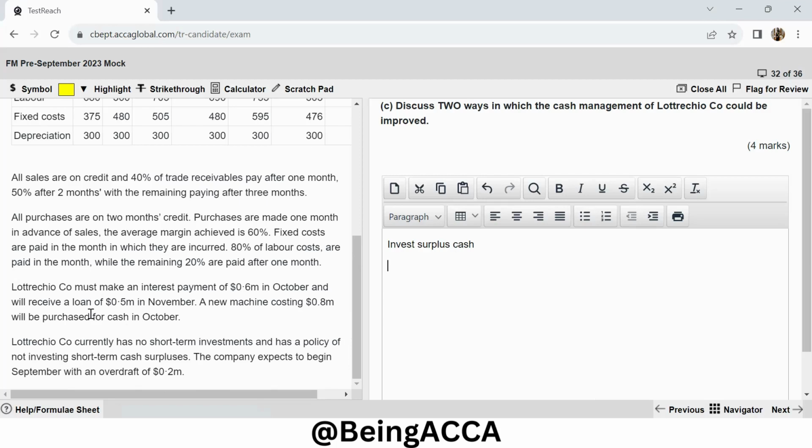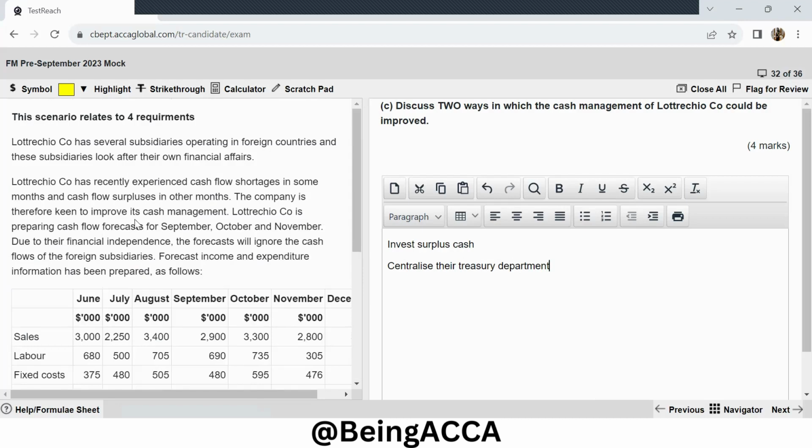Another thing which can specifically be used in this scenario is that they can centralize their Treasury Department. How can this be linked to the scenario? It is mentioned over here that due to their financial independence, their forecasts will ignore the cash flows of the foreign subsidiaries. That means currently they have a decentralized treasury department. So if they centralize their treasury department in one place, it will be easier for them to manage their cash. So these are the two ways.